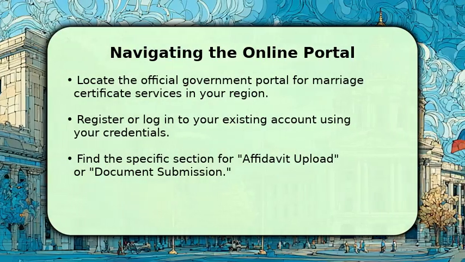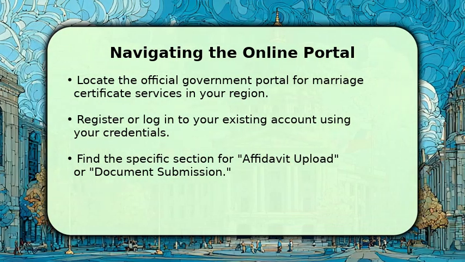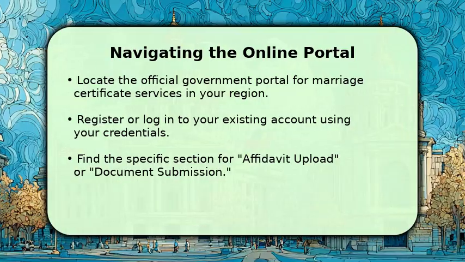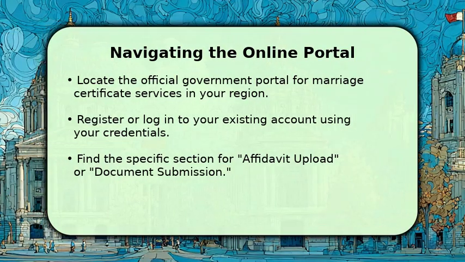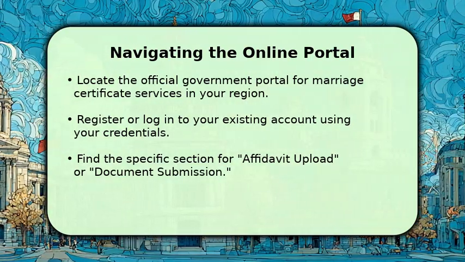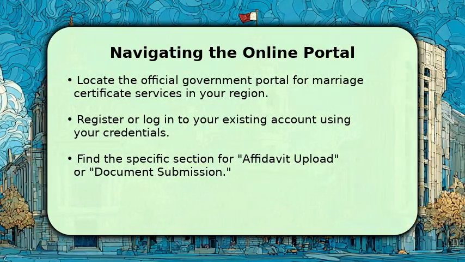Next, you'll need to navigate the relevant online portal. Start by finding your local government's official website for marriage certificate services. Once there, either register for a new account or log in if you already have one. Look for a clearly labeled section, often called Affidavit Upload or Document Submission, to proceed with your application.